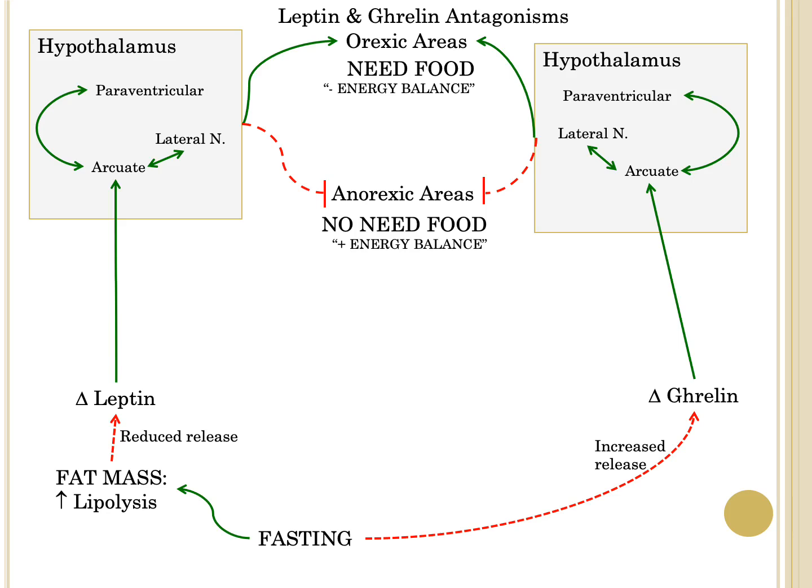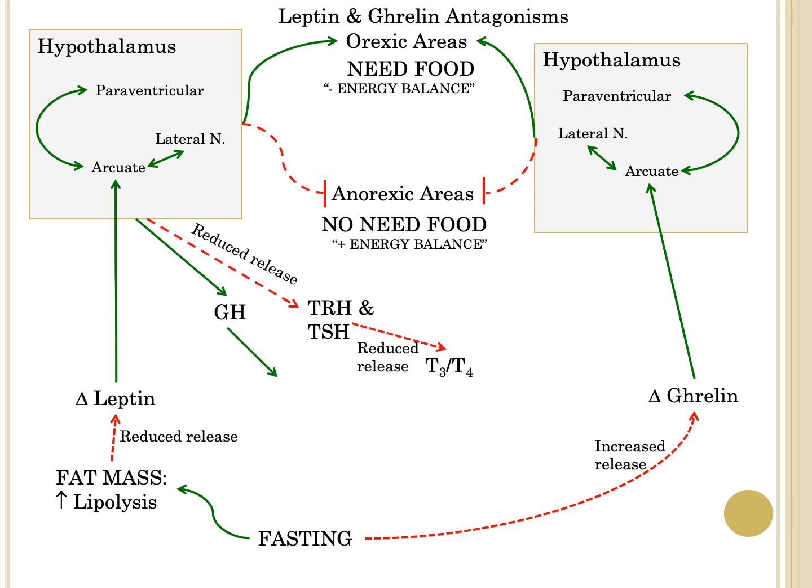At the same time, because of the reduction of leptin and the increase of ghrelin, we get a secondary signal. The secondary signal is going to lead to a reduction of growth hormone and a reduction of thyroid releasing hormone and thyroid stimulating hormone. By reducing the thyroid releasing hormone and thyroid stimulating hormone, we reduce T3 and T4. By reducing growth hormone release, we initiate a change.